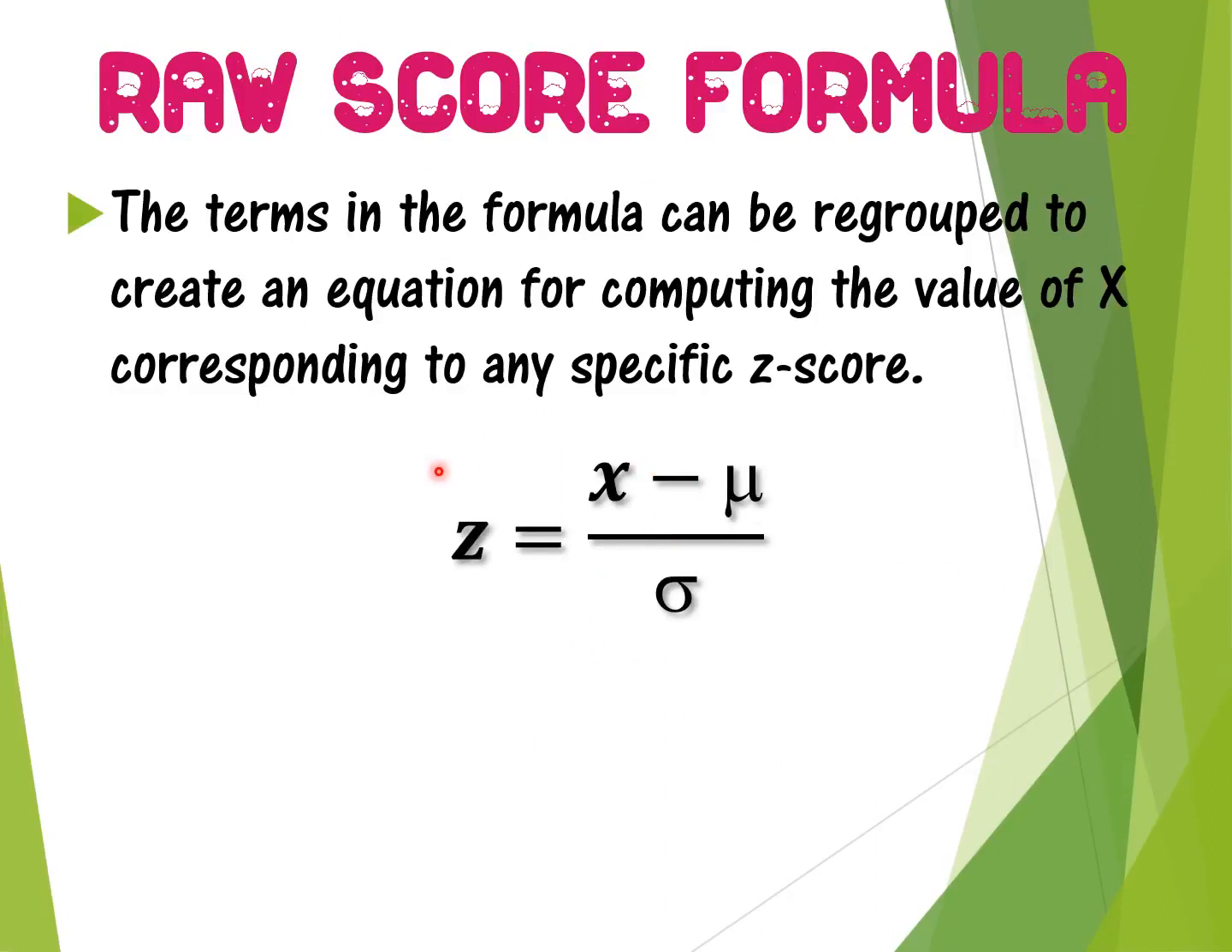From the formula of the z-scores, the terms can be regrouped so that we can derive another formula, this time for finding the raw score. So this is your formula. We just cross multiply and transpose the population mean. That will give you X, so your raw score is equal to the population mean plus your z value times the standard deviation. This is the formula that we use in problem number 3, finding the raw score instead of the z-score. Is that clear? Okay.